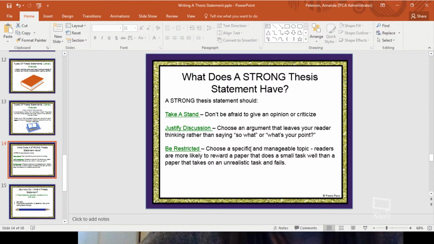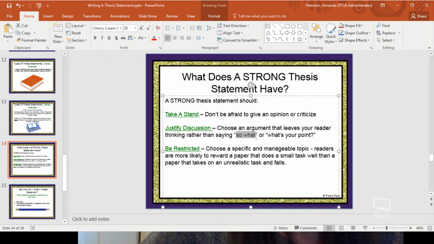Okay, now to justify discussion. Choose an argument that leaves your reader thinking rather than saying, so what, or what's your point? I can't stress this enough. You should never walk away from something thinking, so what, or what the heck's the point? Because that's no fun, and you don't want to make your reader think, so what, or what's your point? Justify your discussion. Answer those questions.